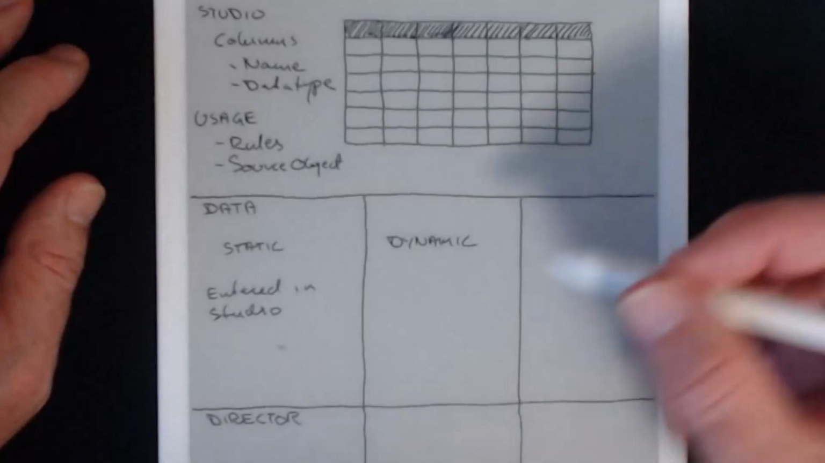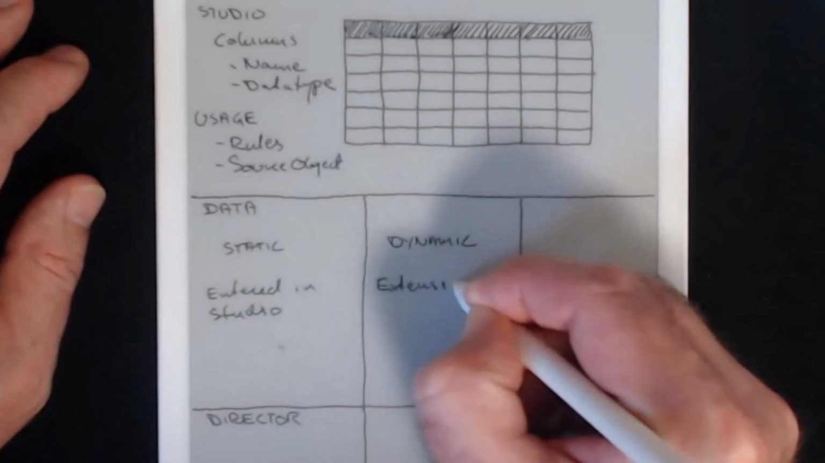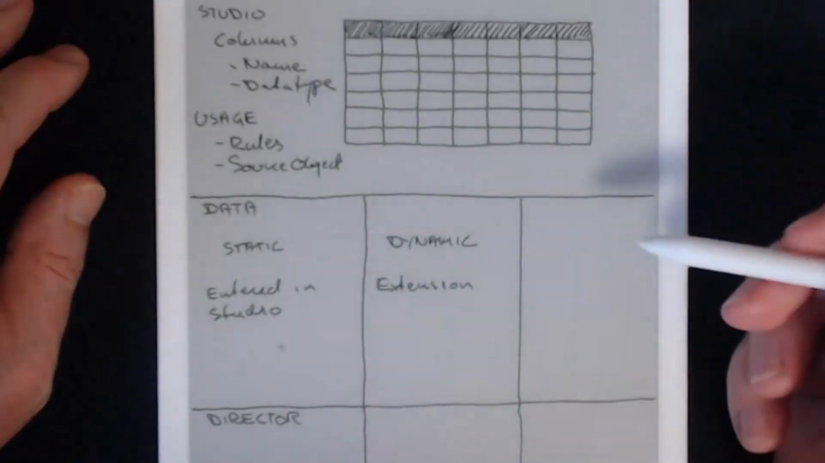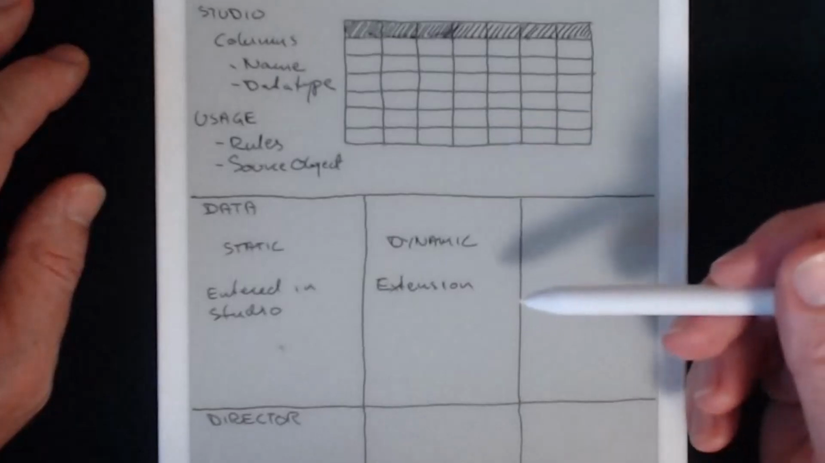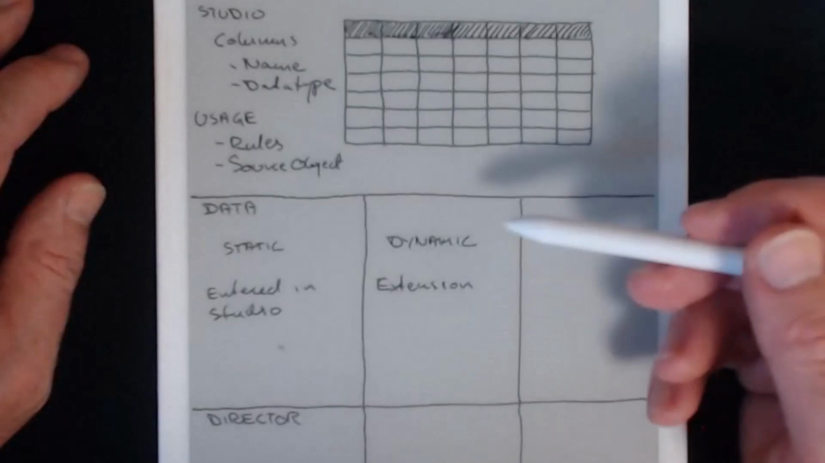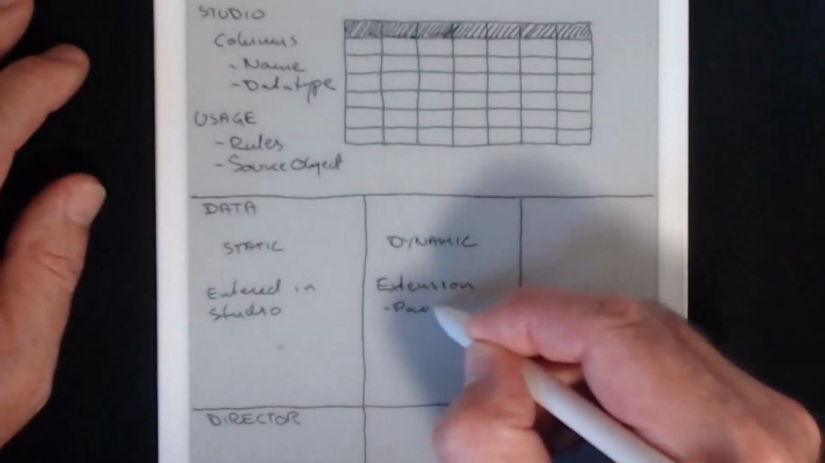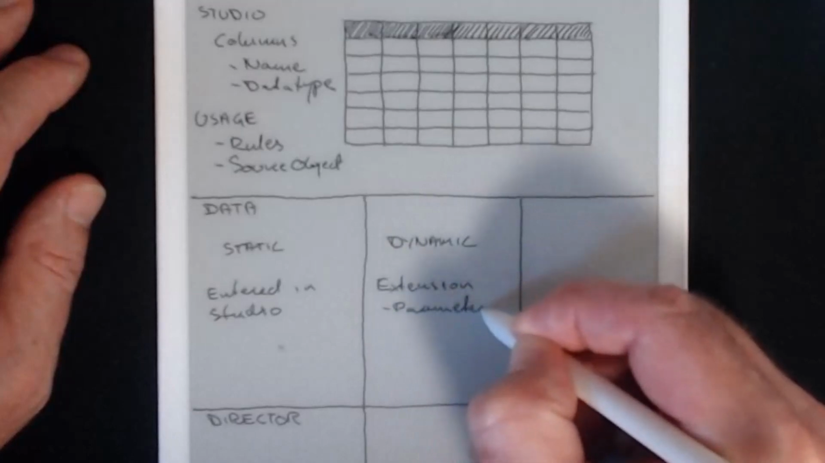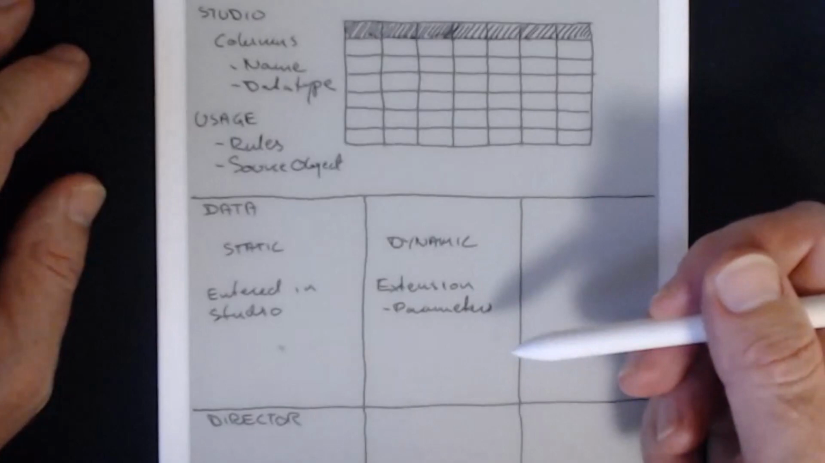Instead, you identify an extension. There are many extensibility points in Studio and MIGFX. This is one of them. Once you've identified an extension to provide the data, it may very well need some parameters. So you need to specify which value to assign to these parameters.